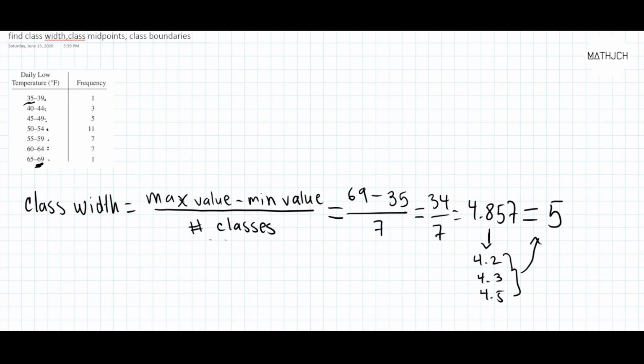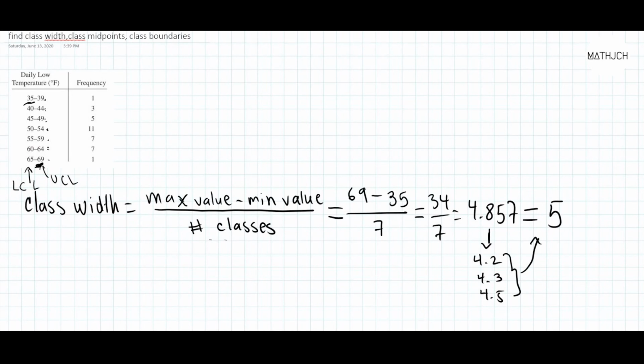Now, this class width is very easy to find without using the formula, because the number of classes and the ranges of each class are given. The numbers to the left of each class, for example the 35, 40, 45, 50, those are called lower class limits, or LCL. The numbers to the right are called upper class limits, or UCL.